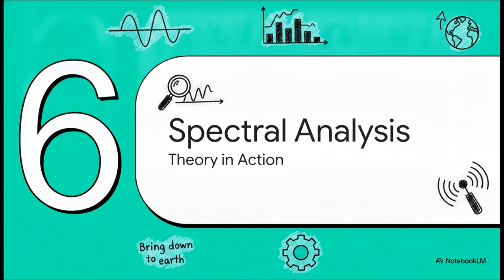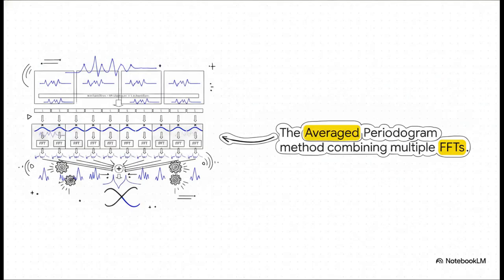And that brings us to our final section, number 6, Practical Spectral Analysis, Theory in Action. Let's bring all of this heavy math back down to earth for a second and see the theory in action. In reality, calculating a single periodogram for a random signal is just way too noisy. So we use the average periodogram method. We take our long sequence of sampled data, break it up into overlapping sections, apply the fast Fourier transform algorithm to each section to get individual periodograms, and then simply average them all together. This smooths out the randomness and gives us a highly reliable estimate.